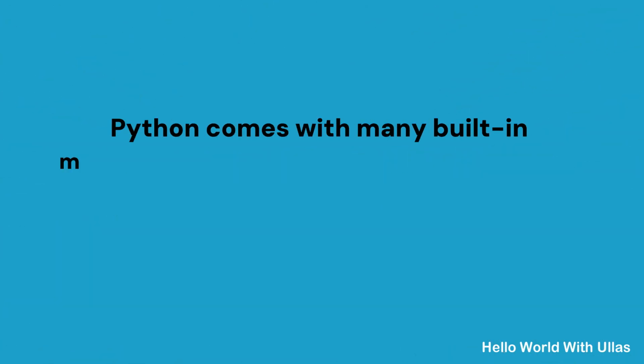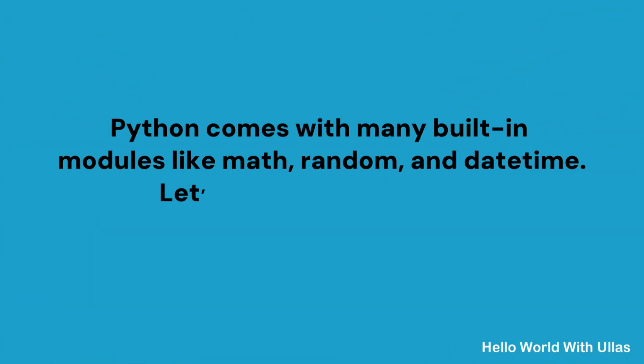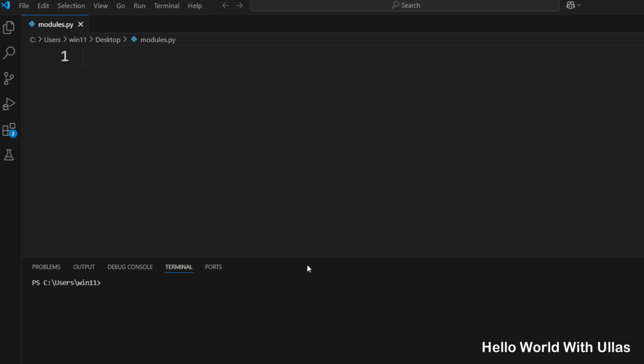Python comes with many built-in modules like math, random and datetime. Let's see how to use them. To import any built-in module, we have to write import, and here we will be importing math. So we have to mention import math. This math library has different functions. So we'll see some examples.